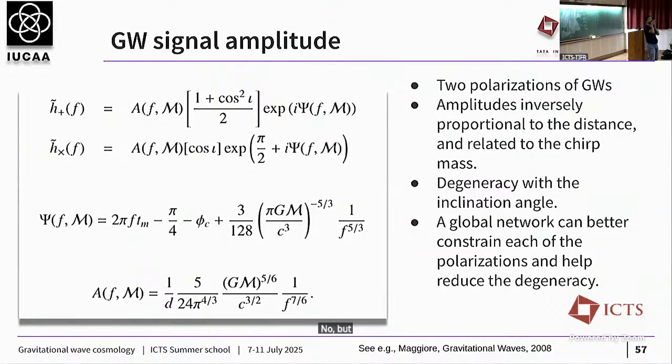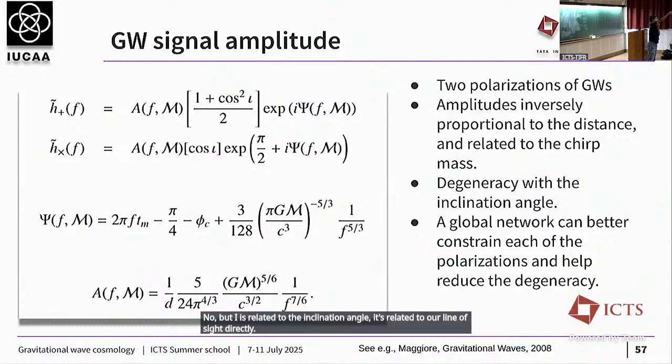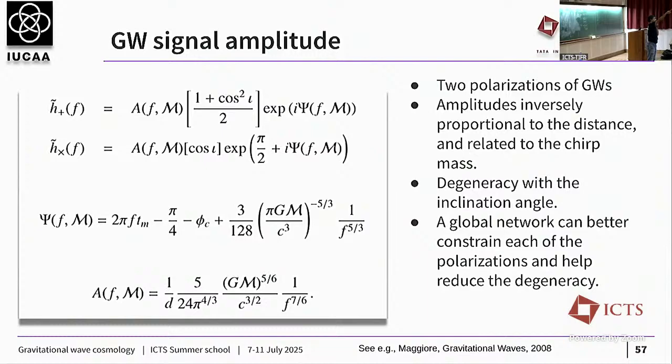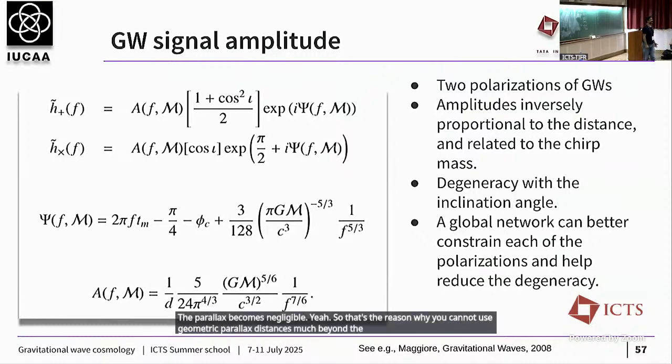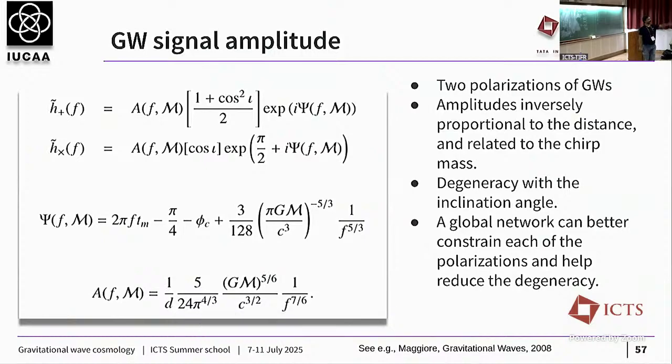No, but iota is related to the inclination angle. It's related to our line of sight directly. Yeah, but I mean, like the Earth's astronomical unit, it would change, right? Oh, yeah. But okay, you can calculate at what distance the parallax becomes negligible. So that's the reason why you cannot use geometric parallax distances much beyond the galaxy anyway. They are so far away. Exactly. Yeah. So this does not matter much. But the velocities, etc., you would have to worry about.